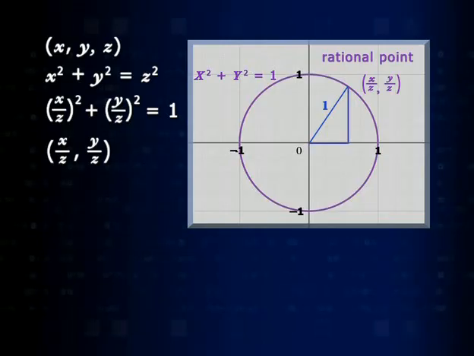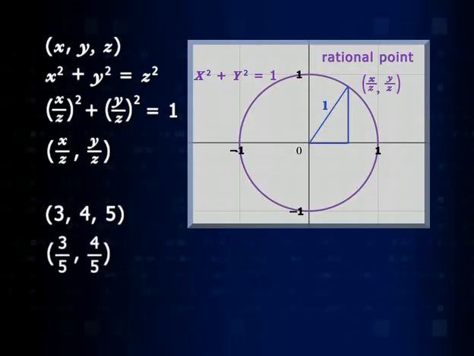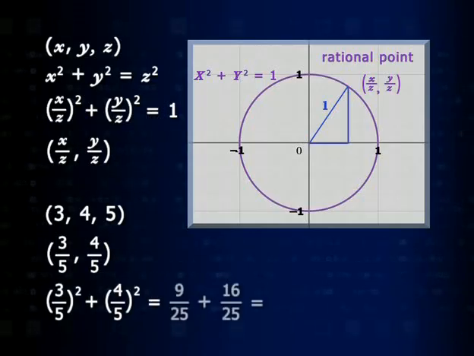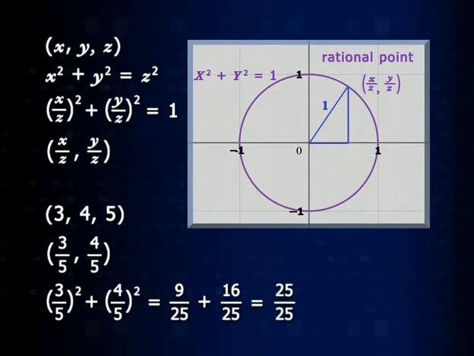For example, if we return to the Pythagorean triple 3, 4, 5, then we see that 3/5 comma 4/5 is a rational solution to x squared plus y squared equals 1. Notice that 3/5 squared plus 4/5 squared is 9/25 plus 16/25, which equals 25/25, and indeed yields 1. This observation implies that the point 3/5 comma 4/5 is a rational point on the unit circle. Both coordinates are rational, and the point lives on the unit circle.